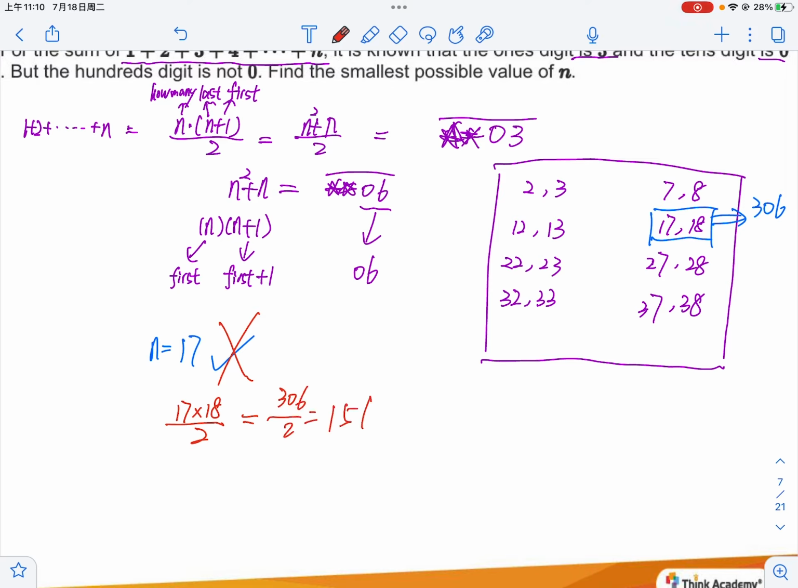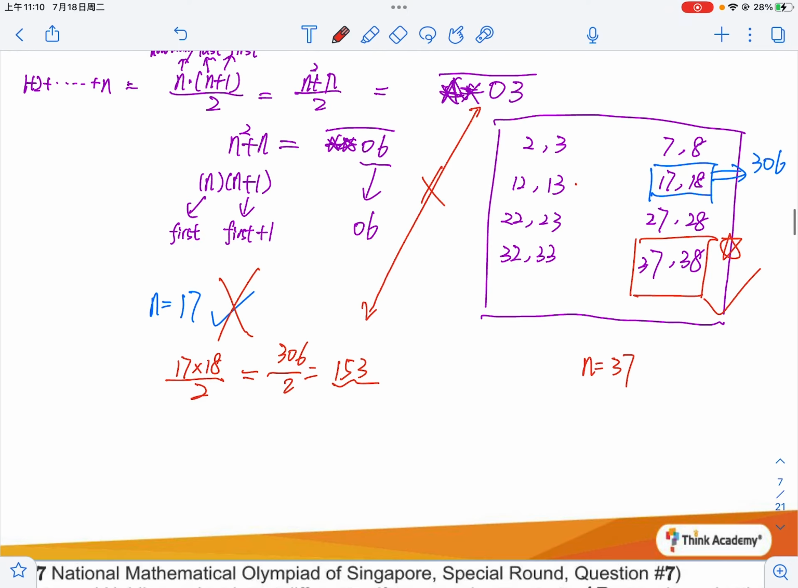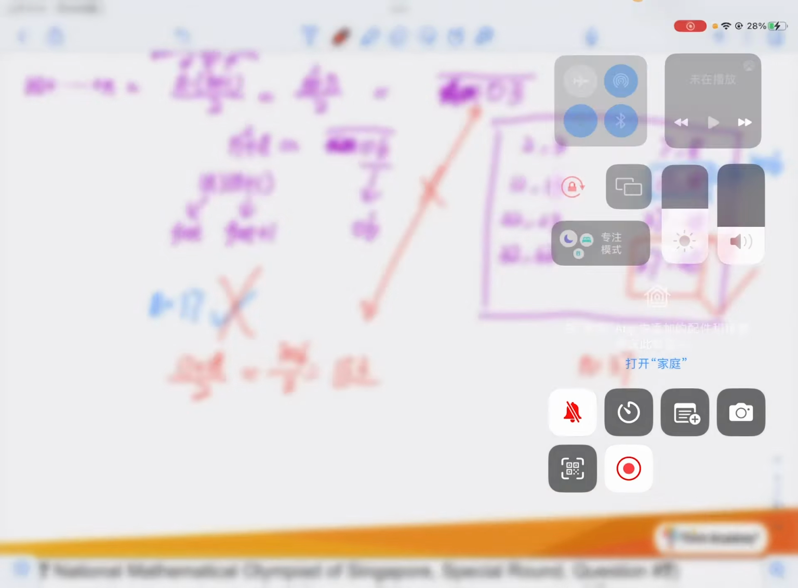It's 156. No, sorry, it will be 153. Yeah, 153 is not something 03. So that's what this question will ask you. So you need to try again. Then you find this one is actually the answer. So n equals 37. So for this one, you should always check whether this number is right. Okay?